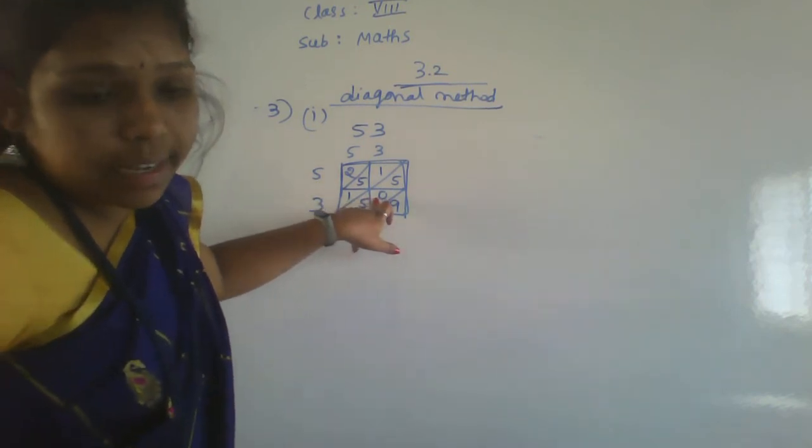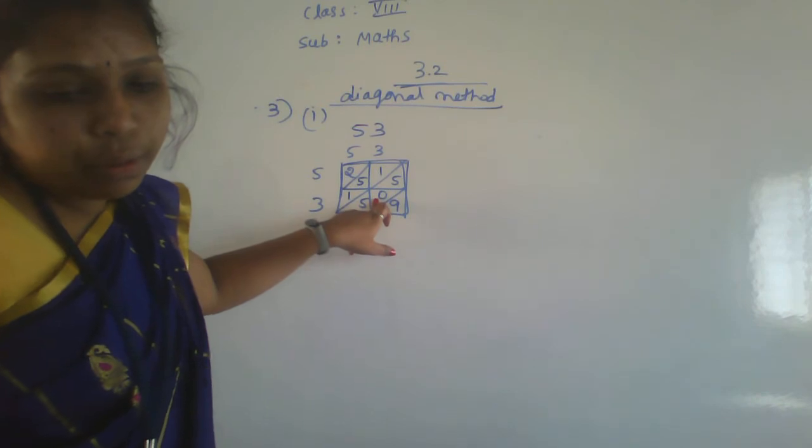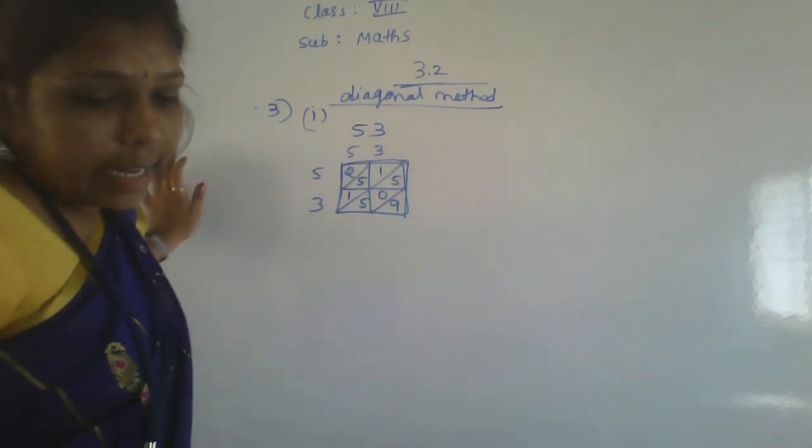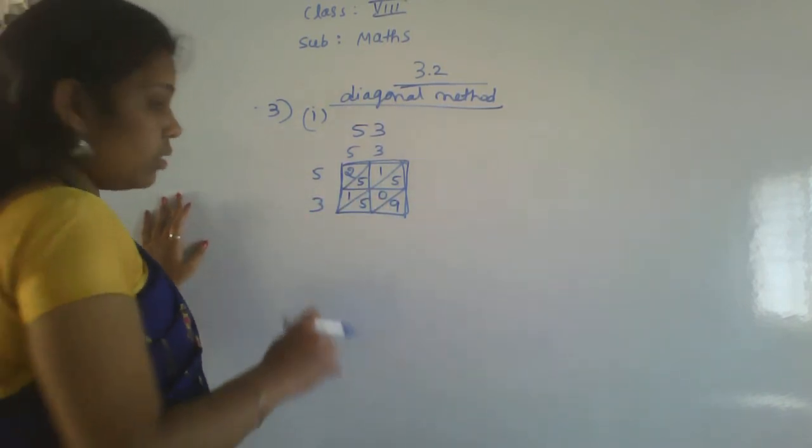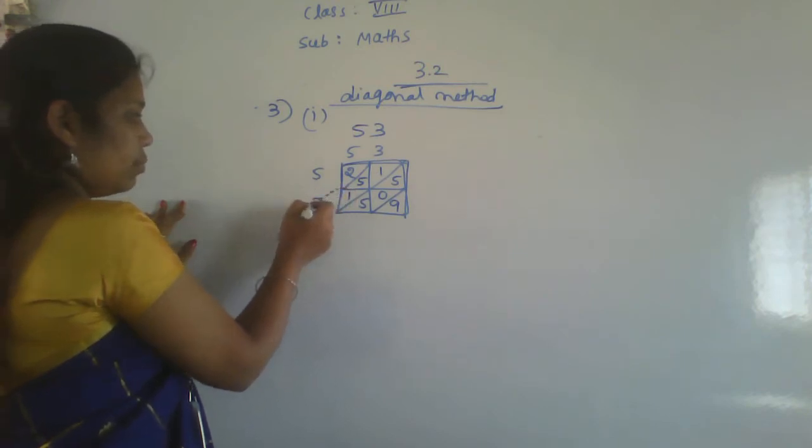Okay. So next thing is you have to take a sum, the diagonal sum. Like this you have to take a sum.